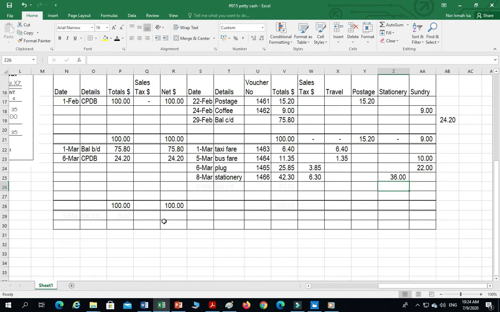Okay, we balance it at the end of March. Since we assume that there are no expenses claimed by the staff, we close this petty cash. First we need to calculate how much is the amount being claimed. So this is 85. And this is the imprest amount.